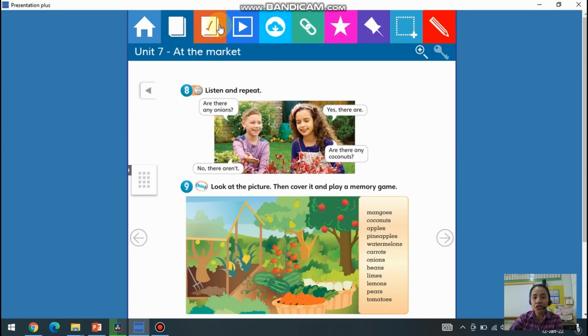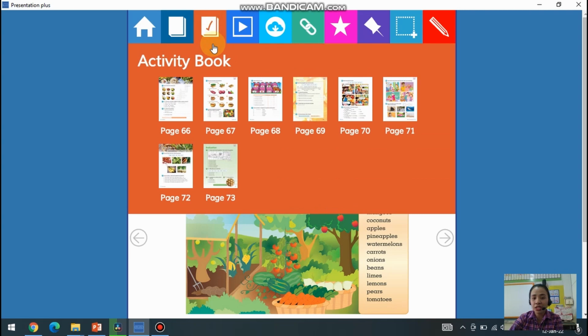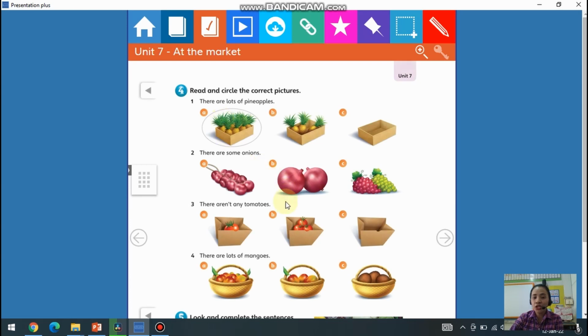So next, for your activity today, on page 67 of your activity book, you're just going to read and circle the correct picture. Okay, so you need to read first. There are lots of pineapples. By looking at the picture here, we're going to try to answer. There are lots of pineapples.